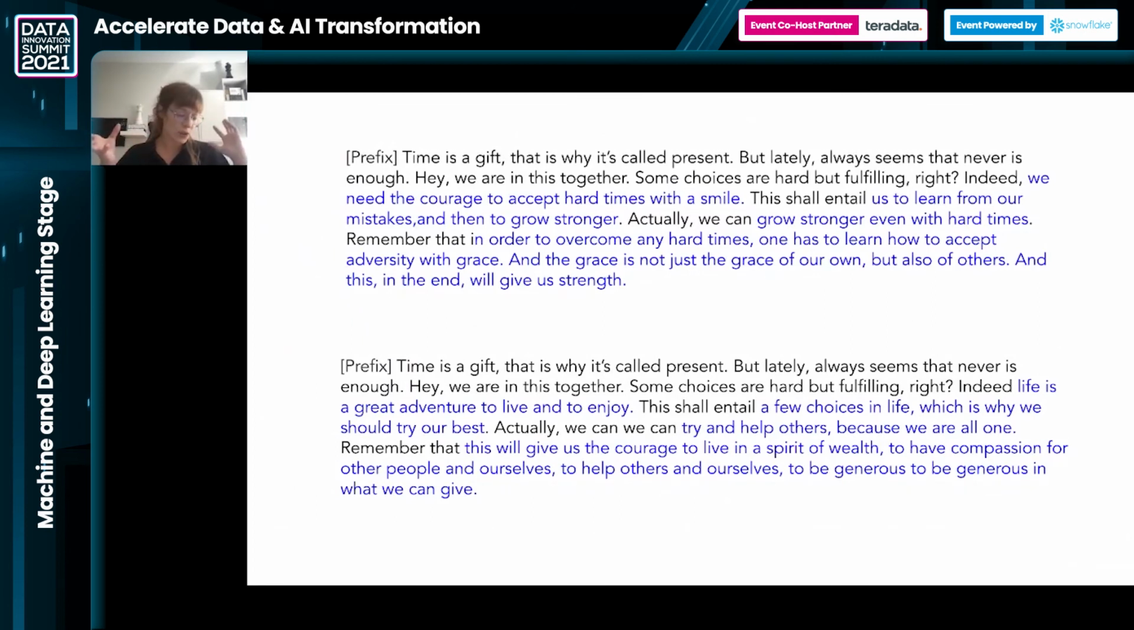Large language models have this long-term sequence dependency challenge to overcome. If we look at the third line, there is the courage to accept hard times, right? And in the conclusion, it says remember that in order to overcome hard times, so it is able to bring that sequence of words that was used before, creating in that sense that consistency.